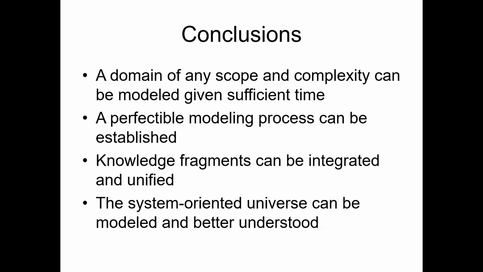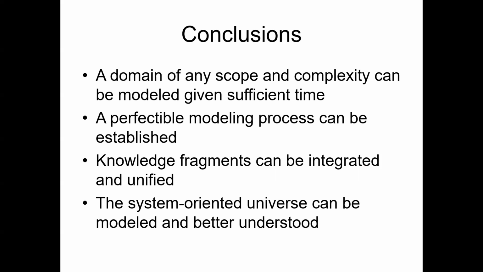Conclusions. A domain of any scope and complexity can be modeled given sufficient time. I mean, it can be done, but it takes time and energy. A perfectible modeling process can be established where you never reach perfection, but you continue to improve. You get closer and closer to your ideal. And this is best described, I don't know whether it's developed, but best described by Acuff. Knowledge fragments can be integrated and unified.